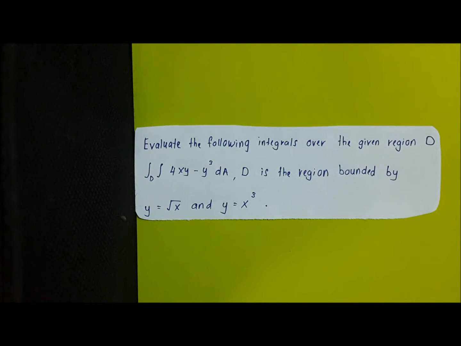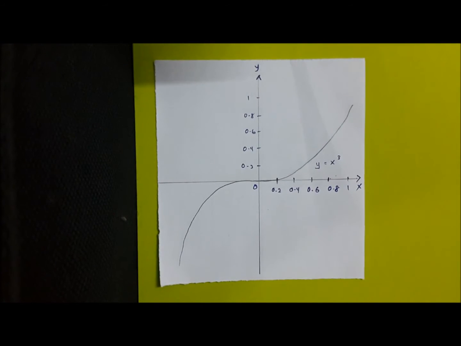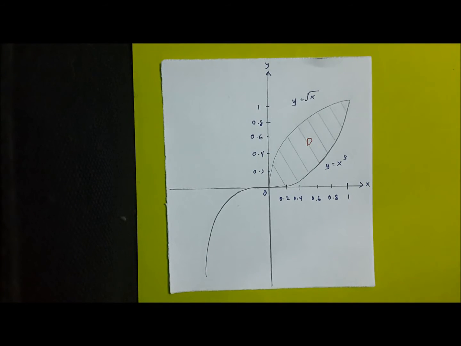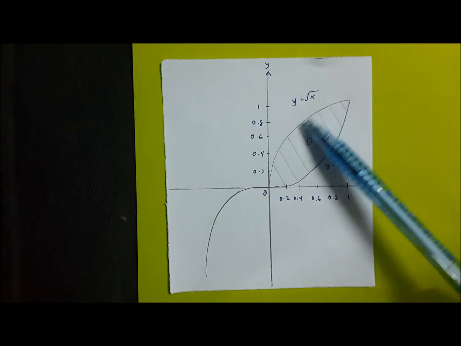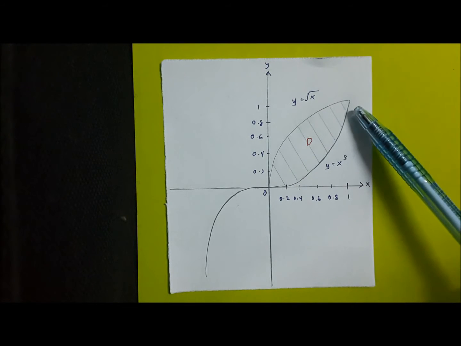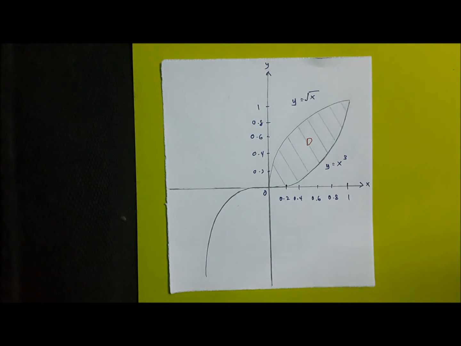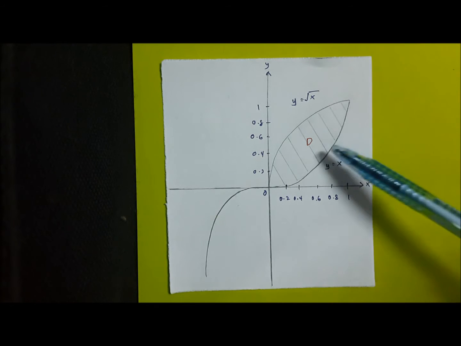In this case, we need to determine the two inequalities for x and y that we need to use in the integral. First of all, we draw the line for y equals x cubed. Then we draw the other line, which is y equals square root of x. When the two lines intersect, we obtain the region D.